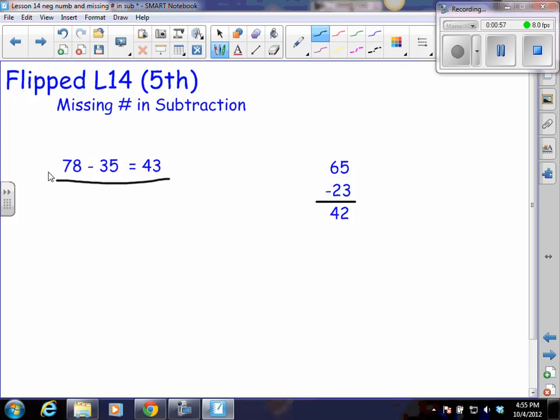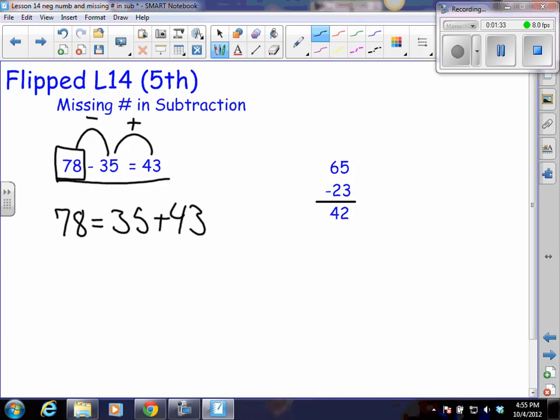Because 78 is our largest number, and we always subtract from our largest number when it comes to subtraction, we know that if we were to basically reverse this, our other two numbers added together would actually work to help us check our answer. So in essence, we're taking this 43, we're going to add it to the 35, and it should equal 78. And so let's see if that works.